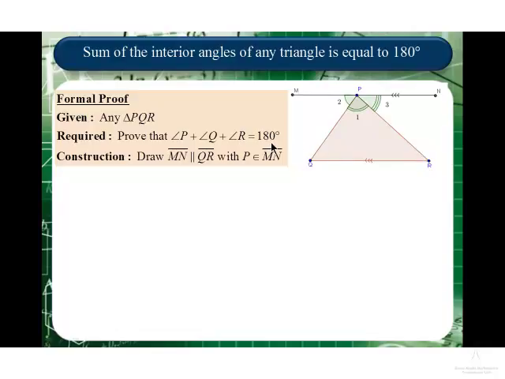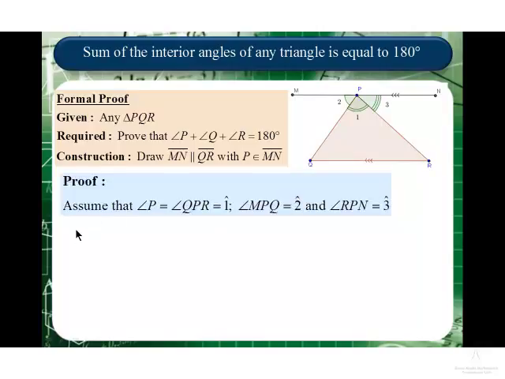In order to prove this formally, we need to make a construction. In other words, in this case we draw a line segment MN which is parallel to the side QR, and this particular line segment MN must contain the third vertex P as indicated on the screen. So MN is parallel to QR and it contains the vertex P. With this in hand, we now prove this result.